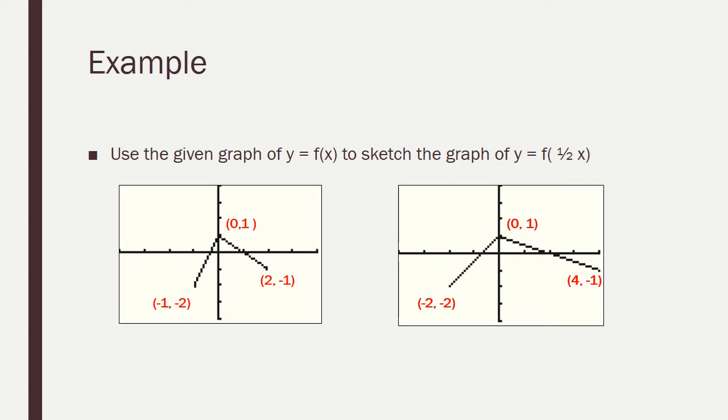Okay, notice what's happened here. We're multiplying by 1/2 x. What actually happens is that, as we said before, when that number's between 0 and 1, we have a horizontal stretch. So our x values are actually multiplied by 2 for the same y values. We had -1, -2, now it's -2, -2. Notice our y-intercept has not changed, but our x-intercepts have.